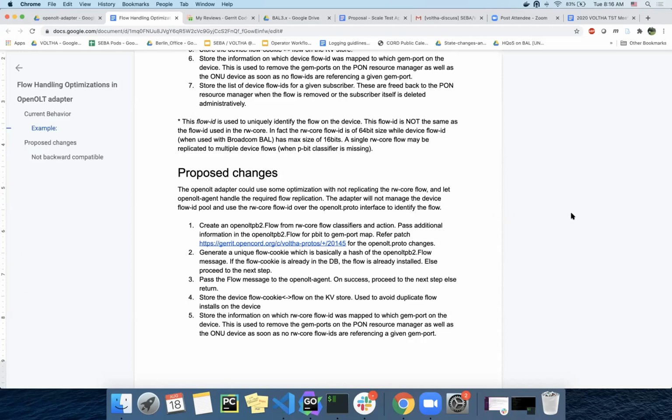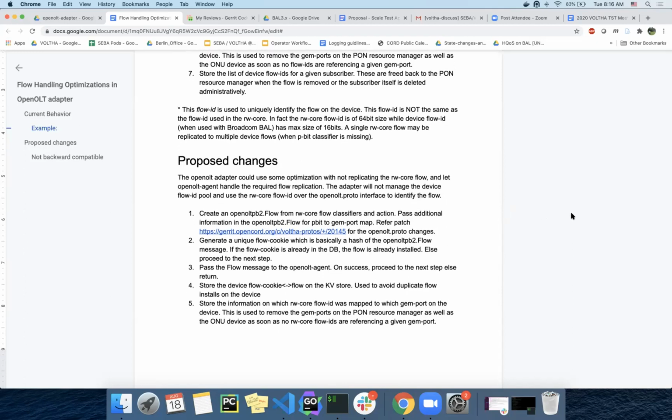So also another idea is to use the flow ID that is coming from the read-write core and have the adapter just deal with the single flow and let the agent do any replication needed. And let the agent generate its own flow ID as necessary by its underlying platform. So that's the core idea here.